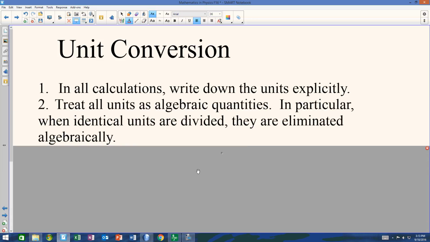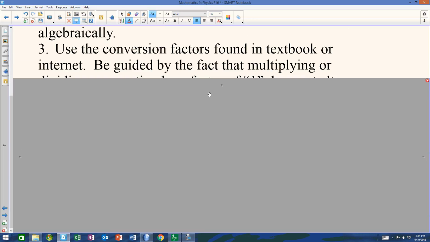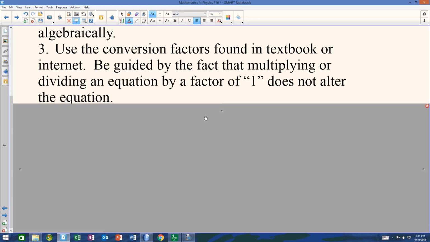When you're doing any calculation, you treat the numbers and the units as algebraic quantities. So you can multiply numerators, you can multiply denominators, you can cross multiply, you can eliminate identical units by dividing. All of those things can be done with units. You're going to use the conversion factors that are found in the textbook or on the internet. I do not go over English conversions because in physics we just do the metric system. We don't work in English units or British units, whatever you want to call them.